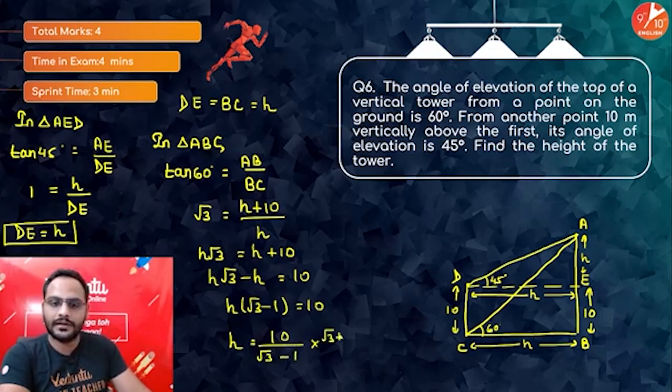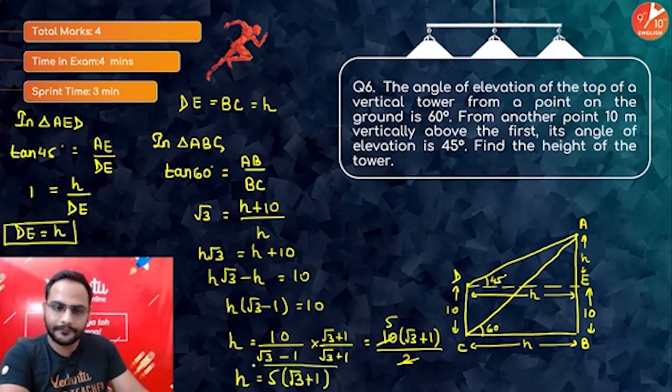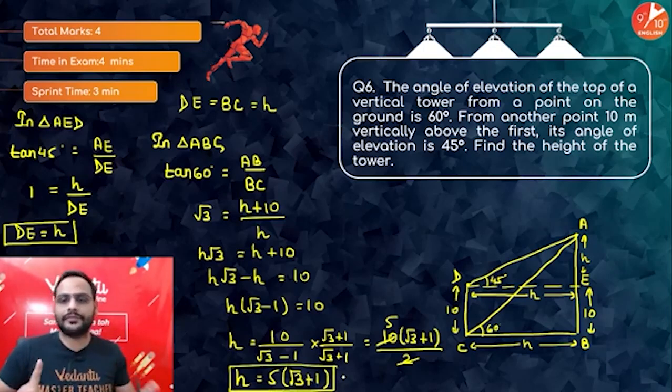You can rationalize. So you will be getting 10 times of root 3 plus 1 divided by root 3 square minus 1 square, which is 3 minus 1, 2. Finally, h is 5 times of root 3 plus 1. But that is not the height of the tower.